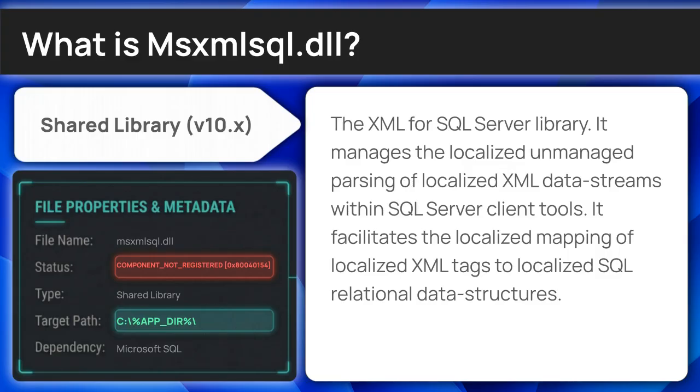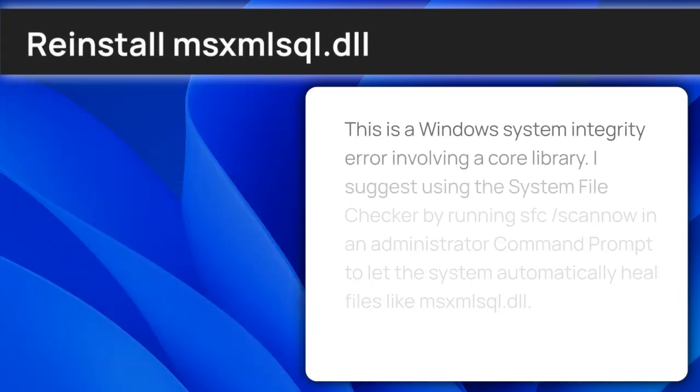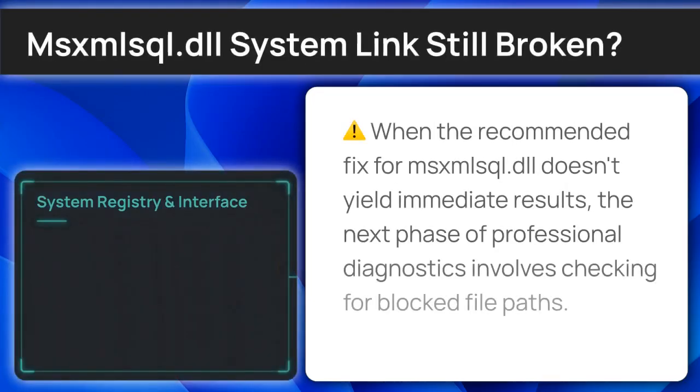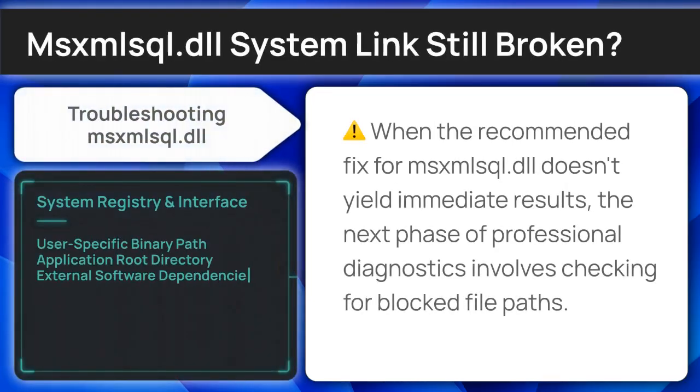Now let's dive into the solution, starting with a standard reinstallation. This is a Windows system integrity error involving a core library. I suggest using the System File Checker by running sfc /scannow in an administrator command prompt to let the system automatically heal files like the Msxmlsql library DLL. If the error persists despite the new library files, we must verify if a simple synchronization conflict is preventing the file from loading.